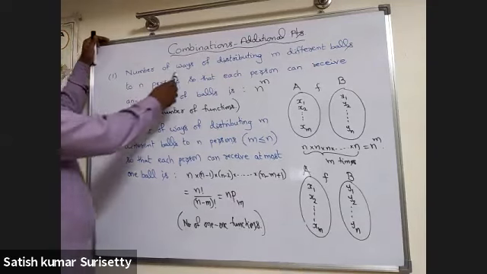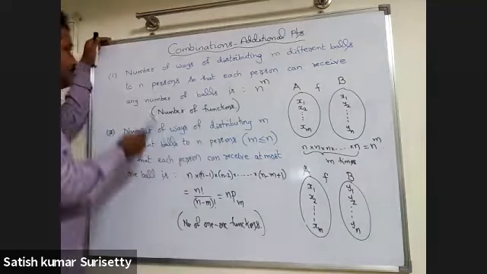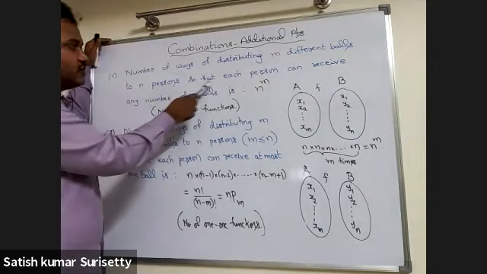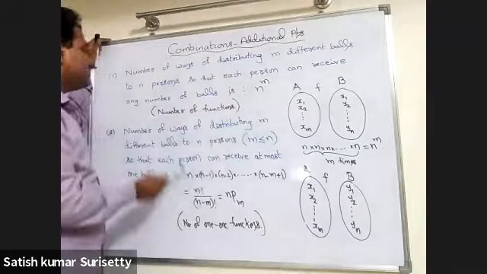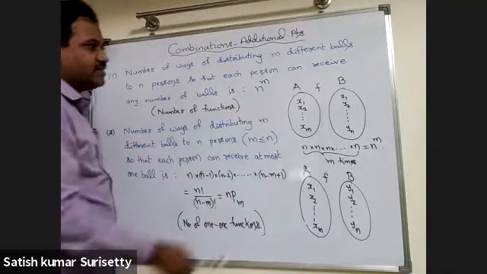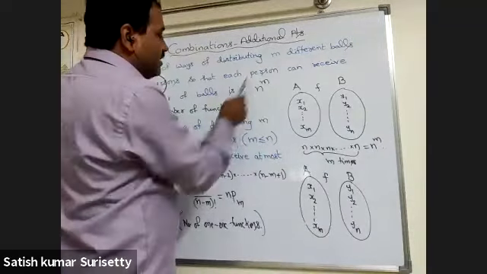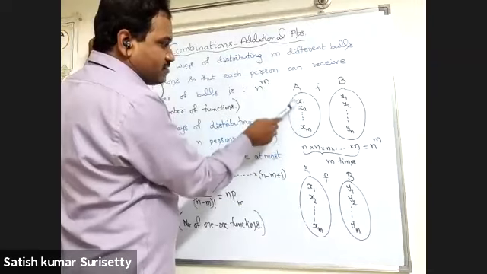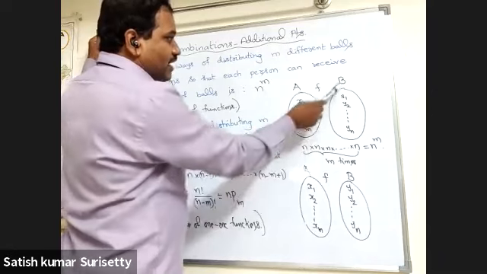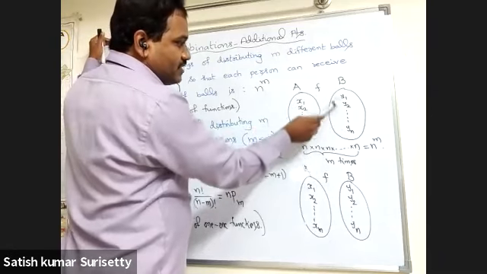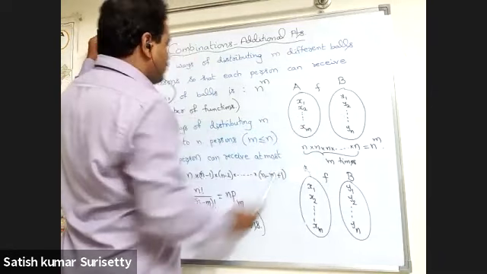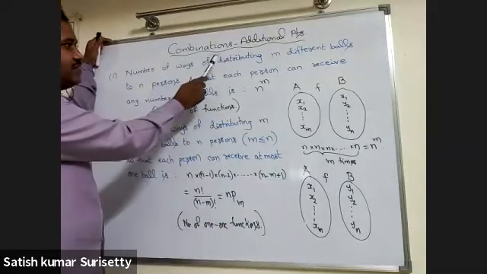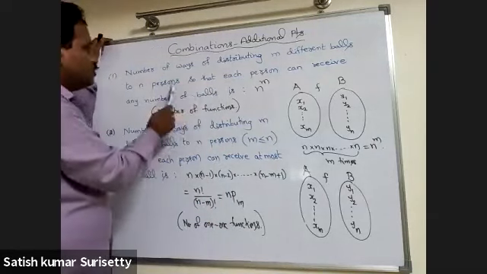So the number of ways of distributing m different balls to n persons so that each person can receive any number of balls. This you can consider as two sets. A contains the m elements x1, x2, x3 and so on xm, and B contains the n elements y1, y2, y3 and so on yn. So here, the number of ways of distributing m balls to n persons.